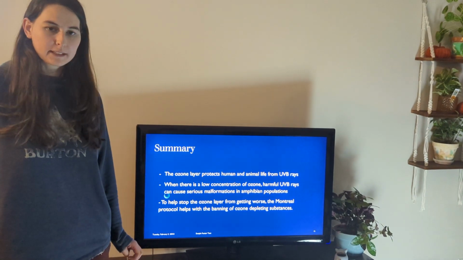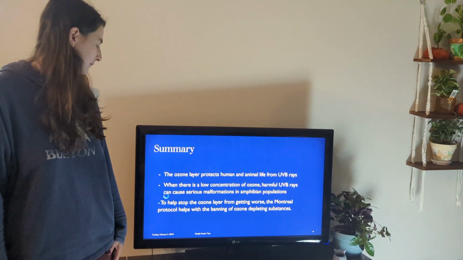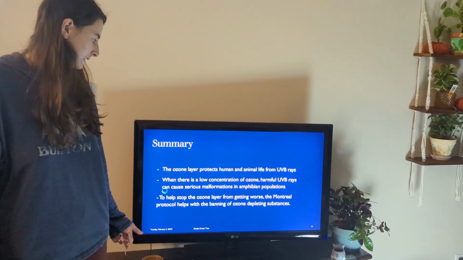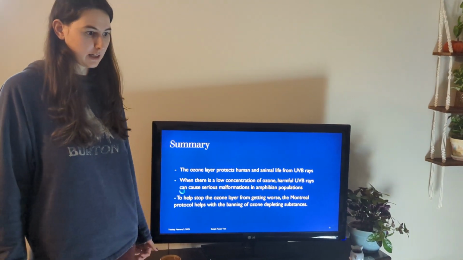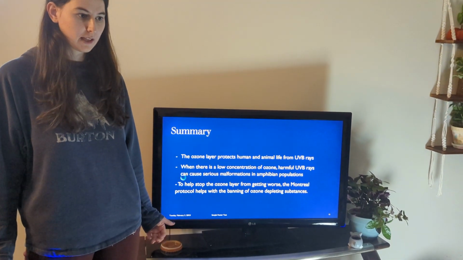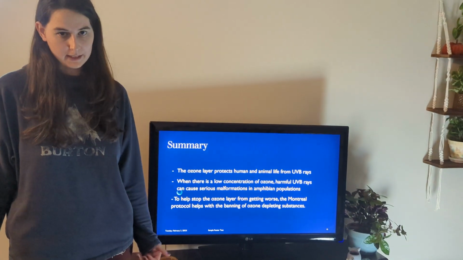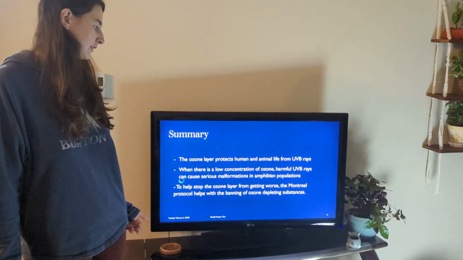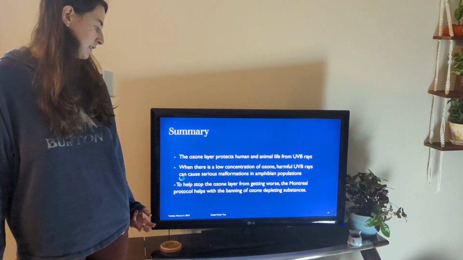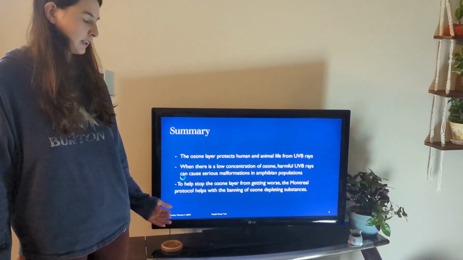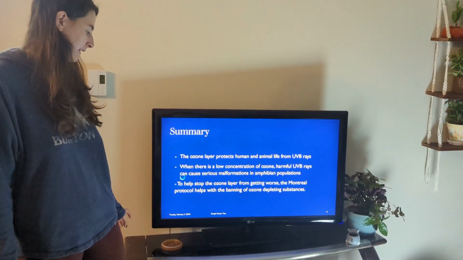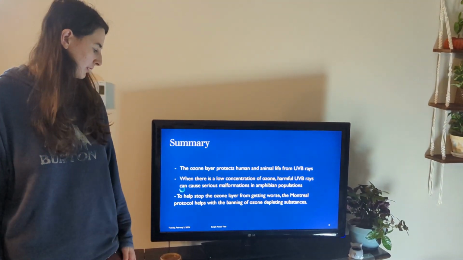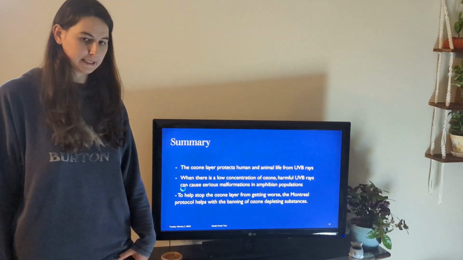And just a quick summary of everything that we just talked about. The ozone layer protects human and animal life from the UVB rays. So without it, skin cancer is a big deal, and of course it affects amphibian populations. And when there's lower concentration of ozone, it is harmful to the amphibian populations and causes serious malformations. And to help stop the ozone layer from getting worse, the Montreal Protocol helps with the banning of ozone depleting substances.